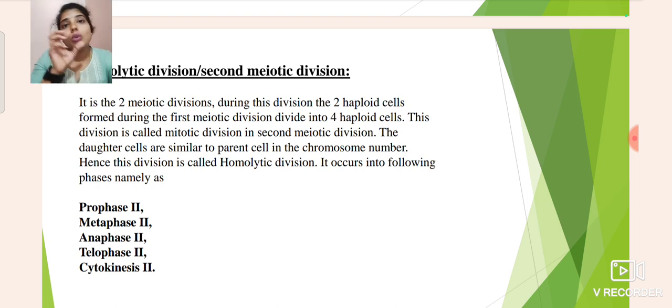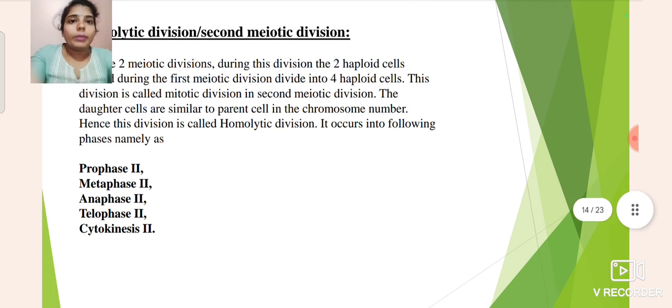The chromosome number cannot be changed, as it is the same as in the parental cell, also in the daughter cells. That is called homeotypic division. And this homeotypic division consists of the stages called prophase 2, metaphase 2, anaphase 2, telophase 2 and cytokinesis 2. So let us discuss them one by one.